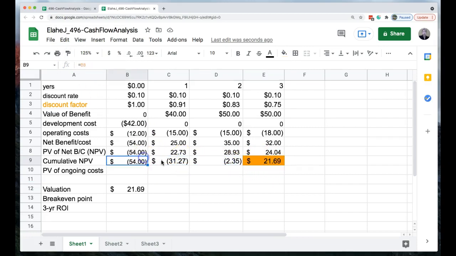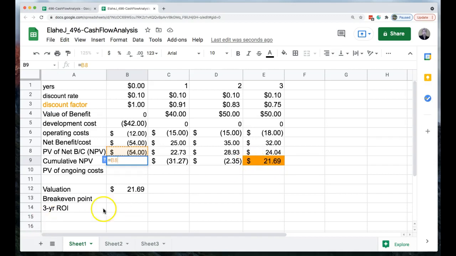Up until here they're all negative numbers, so I have to know when exactly after year 2 this one hits the 0, because it's a very large positive number, but at some point it hits 0.